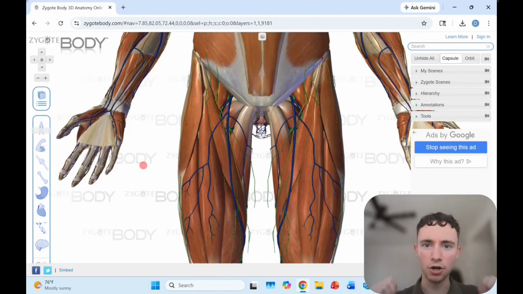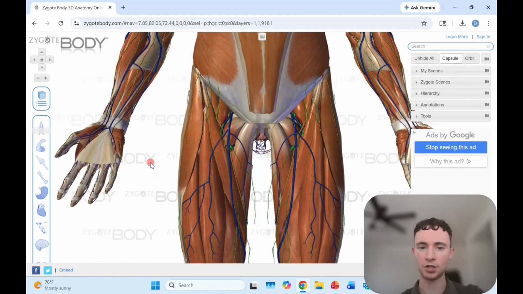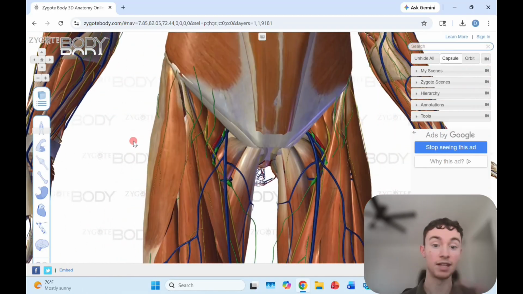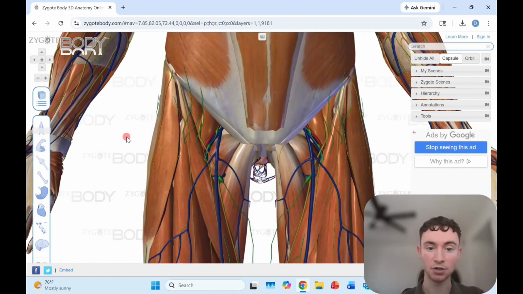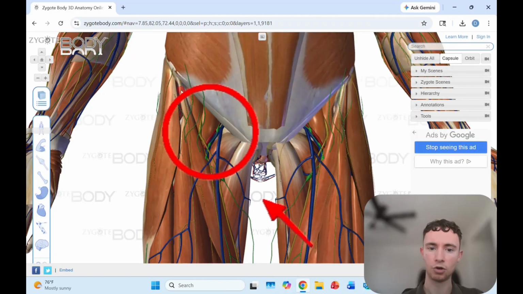Everybody! Today we'll be going over the muscles of the thigh. Before we kick off with the muscles, I did want to show you an important anatomical landmark. This is called the femoral triangle. It's right here, located in the upper thigh groin region.